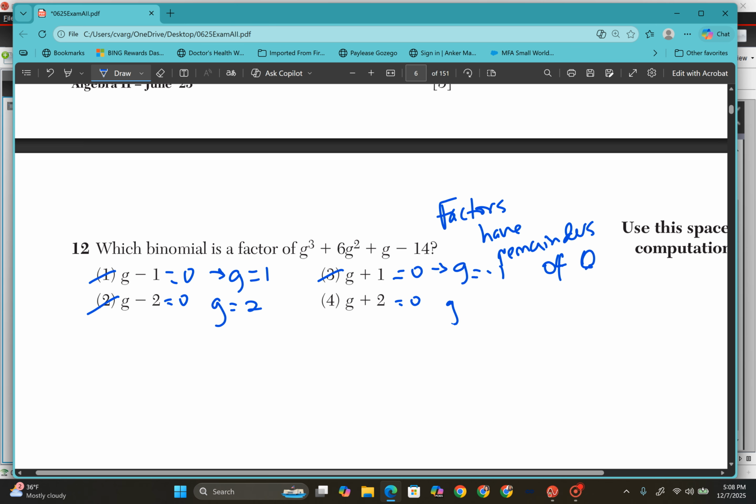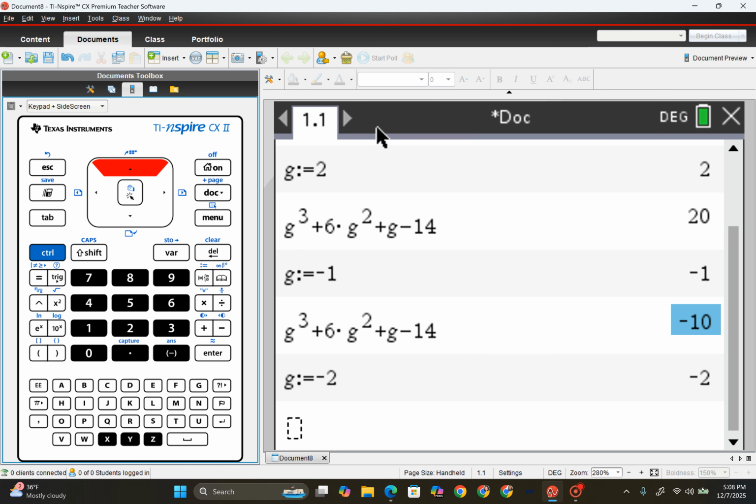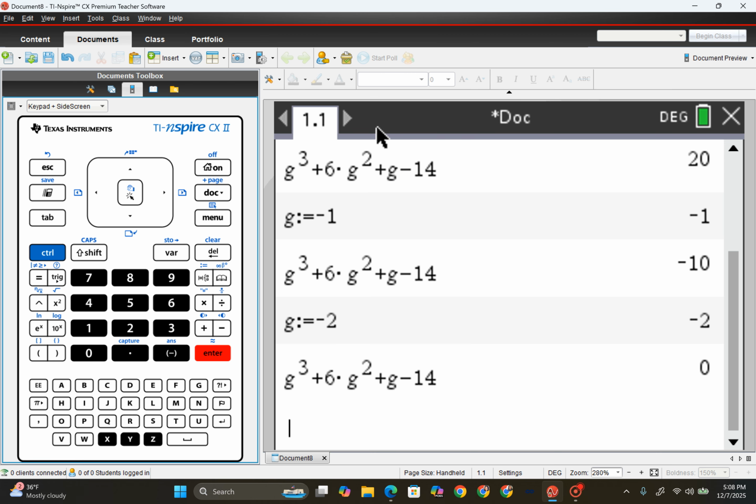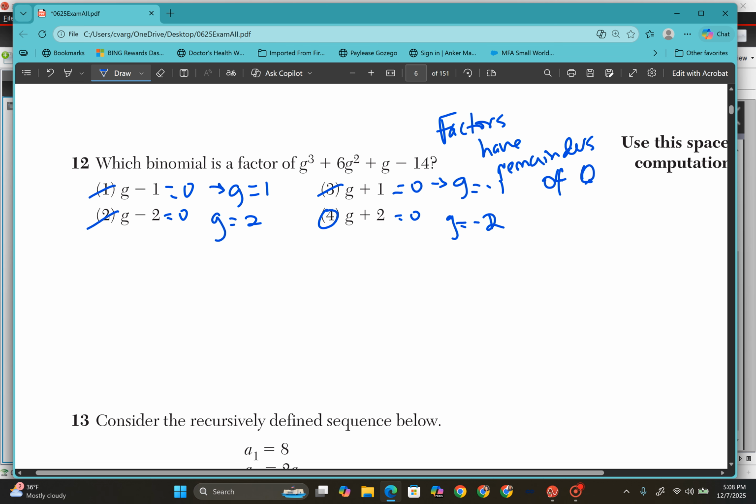So g is equal to negative 2. So let's go up, change that to negative 2, hit enter. This better give me 0. There you go. Okay, so our answer is choice 4. That time it made me work for it. All right, cool. So that's 11 out of 14 questions.